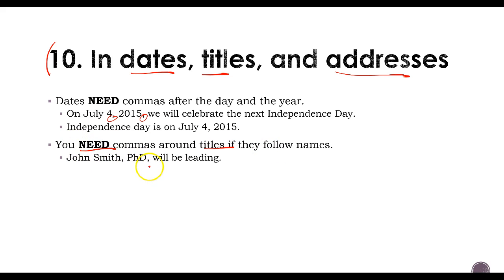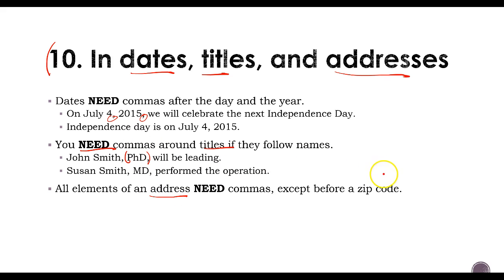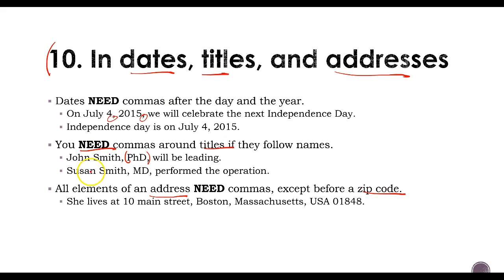Here's another one. You need commas around titles if they follow names. John Smith, PhD, will be leading. Susan Smith, MD, performed the operation. When we're including titles, we put commas around them. Finally, all elements of addresses need commas, except before a zip code. So we'd say, she lives at 10 Main Street, Boston, Massachusetts, USA 01848. We put commas between each of the items in the address except before the zip code. Send it to 53 Wake Street, Lawrence, Mass. 01880. Again, in all of the items, we have commas except before the final one.